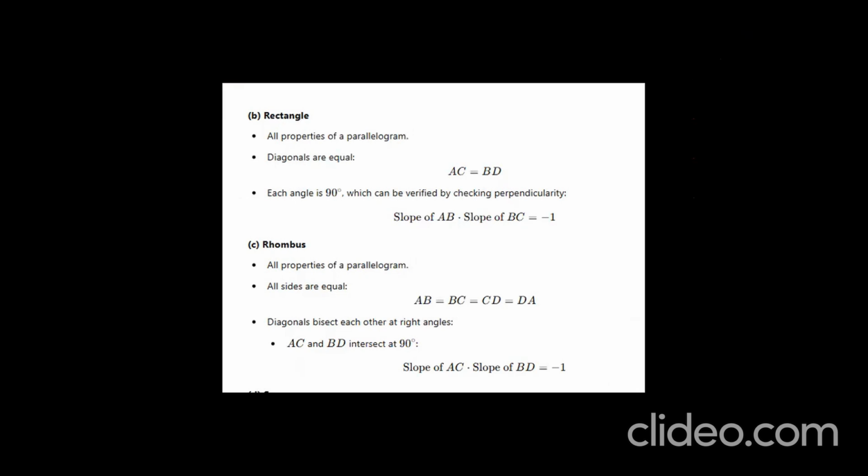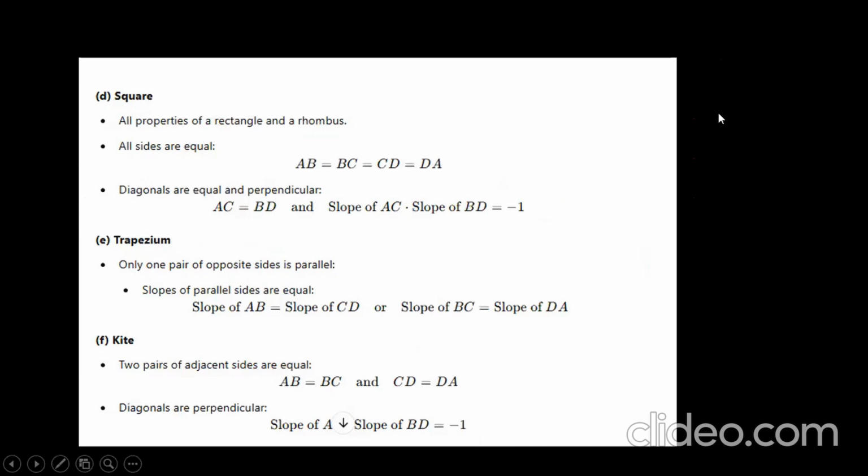All properties of a parallelogram, and all sides are equal: AB equal to BC equal to CD equal to DA. Diagonals bisect each other at right angles. AC and BD intersect at 90 degrees, so slope of AC times slope of BD is minus 1. Why? If the product of slopes is minus 1, then the angle between them is 90 degrees. Next, if you go for the square, all properties of a rectangle and a rhombus are covered. All sides are equal, and the diagonals are equal and perpendicular.